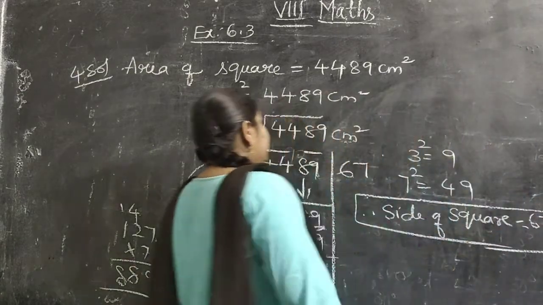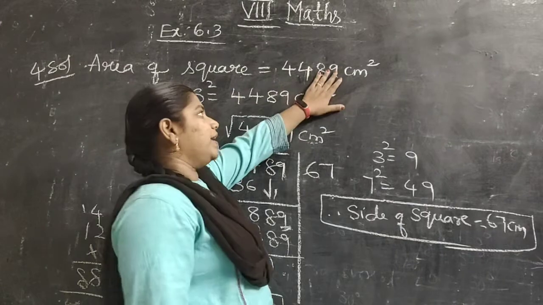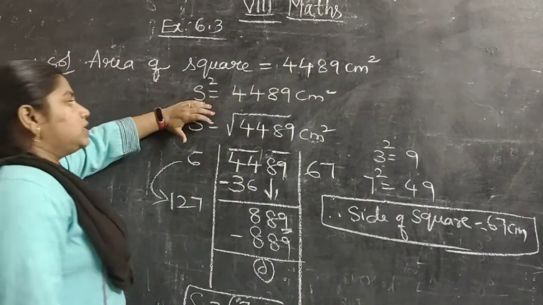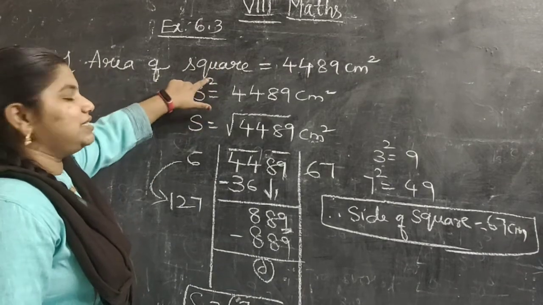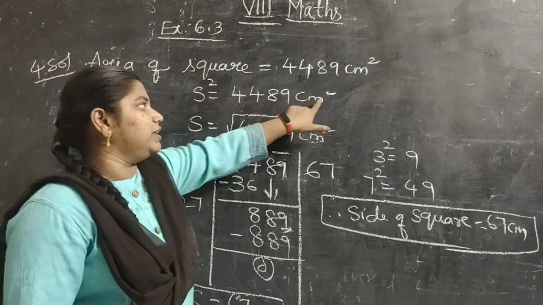So once again see this. They have given the area of a square as 4489 centimeters square. We have to find the side of the square. How will we find the side? We already know the area of a square is s square. So s square is equal to 4489 centimeters square.